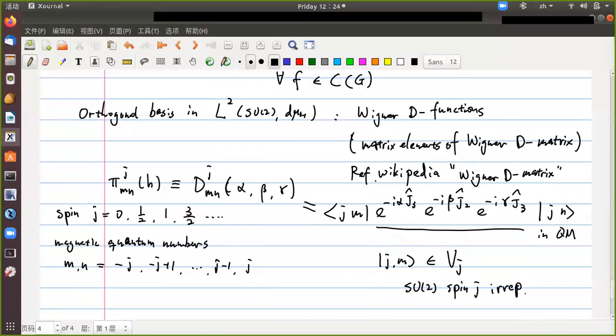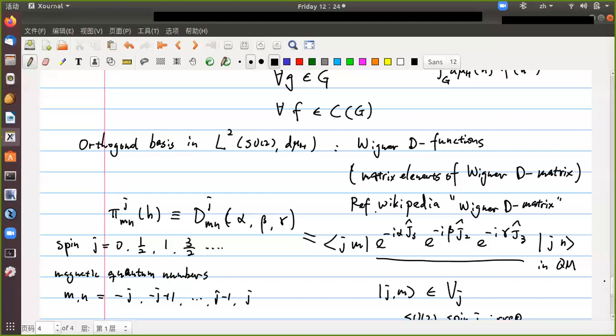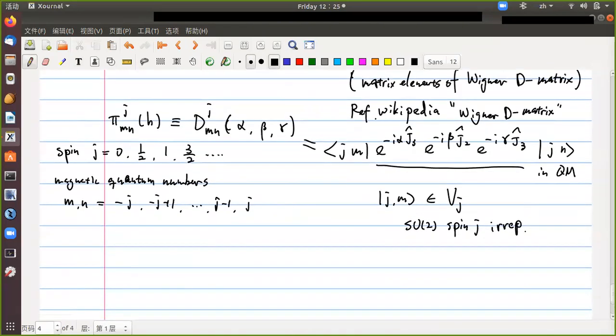Okay, so clearly if you fix m, n, and j, it is a function of alpha, beta, and gamma, which parameterize the SU2 group. So it is a function on the SU2 group, labeled by three parameters, j, m, and n. And moreover, you have orthogonality for this D function.